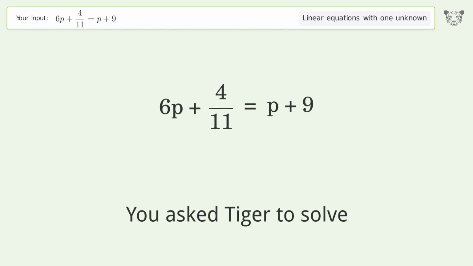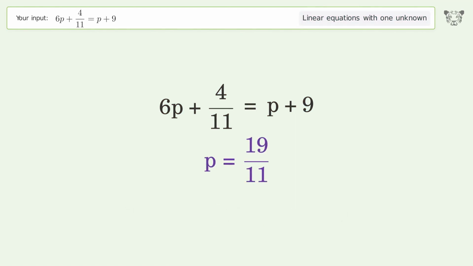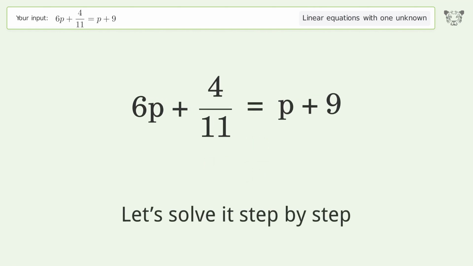You ask Tiger to solve. This deals with linear equations with one unknown. The final result is p equals 19/11. Let's solve it step by step.